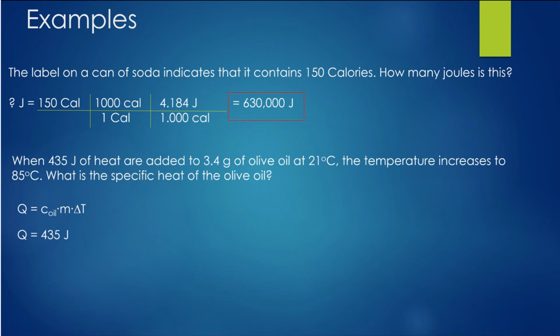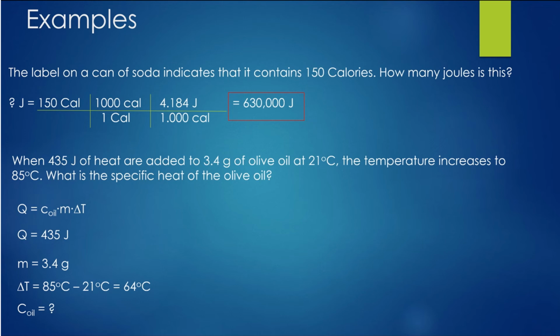I don't require you to list out your variables as I'm doing, but I'm going to let you know it really does help. So they're telling us we have 435 joules, there's our energy. We know our mass, 3.4 grams of olive oil. And our change in temperature, again, notice it's a change of temperature. It's not one temperature or the other, it's the difference between them. And yes, there are times when you should have a negative change in temperature. So 85 degrees is what we ended at. It's always T final minus T initial. So 85 degrees Celsius minus 21 degrees Celsius, and I got a change in temperature of 64 degrees Celsius.